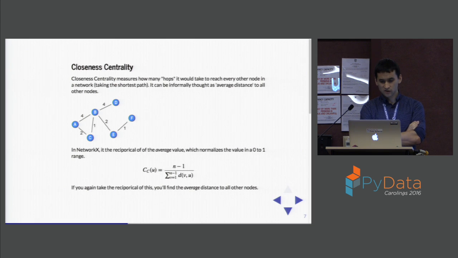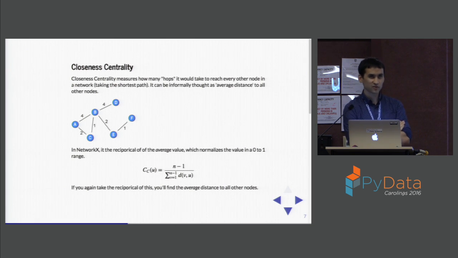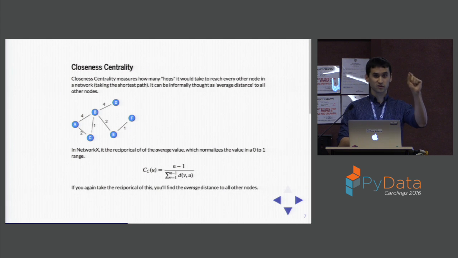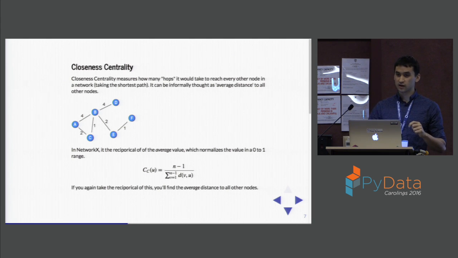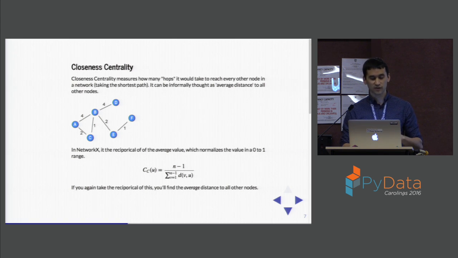Essentially, the best way to think about closeness centrality is the average distance from that node to every other node in the network. So the person with the highest closeness centrality will have the lowest average distance to any other random node in the network, right? The way you calculate this is you sum up all the shortest paths from the one node to every other node, and then you divide it by the total number of nodes, and then you can take the reciprocal.